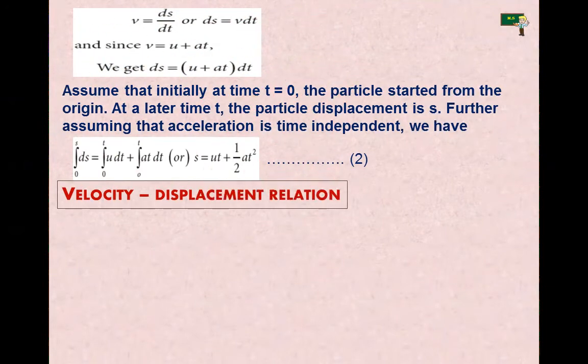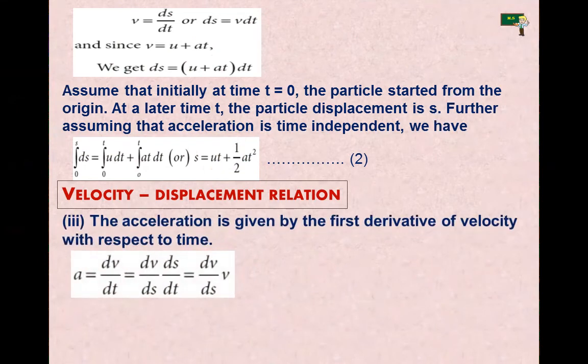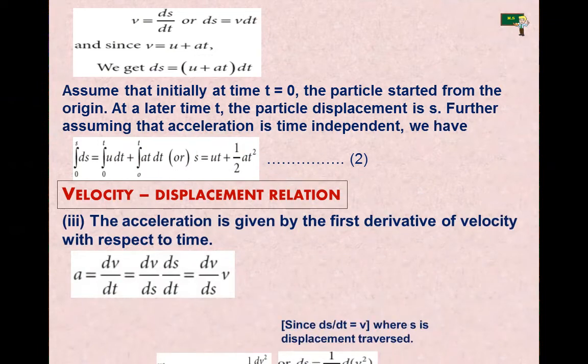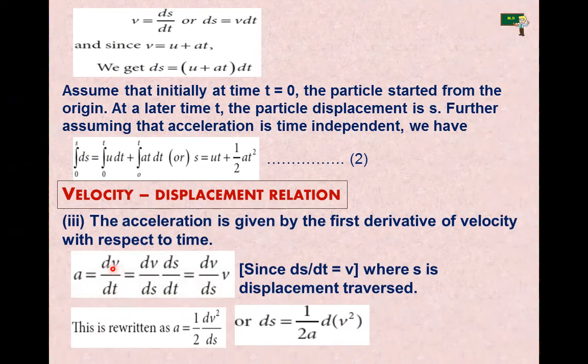Velocity displacement relation. The acceleration is given by the first derivative of velocity with respect to time. So acceleration is equal to dv by dt, which we separate as dv by ds into ds by dt. If you cancel this ds and ds, then it becomes dv by dt. Can you understand?